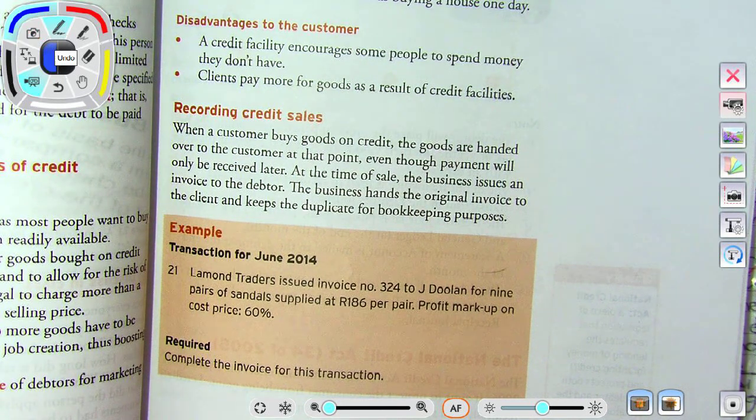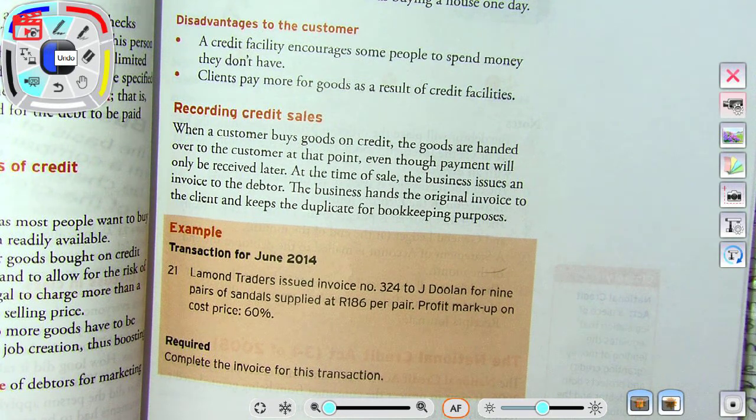So how do we know that that is a credit sale, grade 9s? Well, if we look there, it says that Lambden Traders, so that's obviously the name of the business that I am working at. So they issued an invoice. So issued an invoice is my source document, which tells me that this was a credit sale. So that has to be recorded in my debtor's journal.